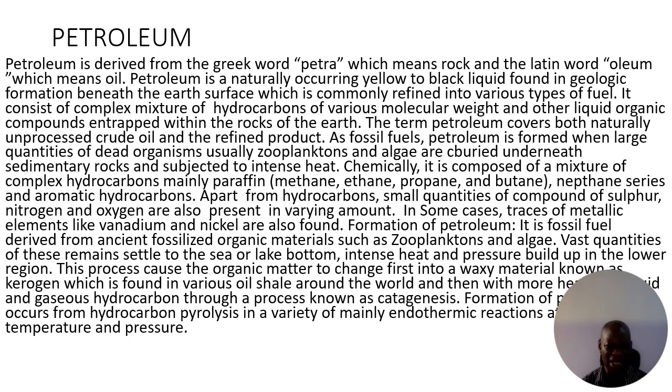Petroleum is a fossil fuel derived from ancient organic materials. Vast quantities of these remains settled to the sea or lake bed. Intense heat and pressure built up in the lower regions. This process causes organic matter to change first into a waxy material known as kerogen, which is found in various oil shales around the world, and then into gaseous hydrocarbons through a process known as catagenesis. Formation occurs from hydrocarbon processes in a variety of endothermic reactions with temperature and pressure.